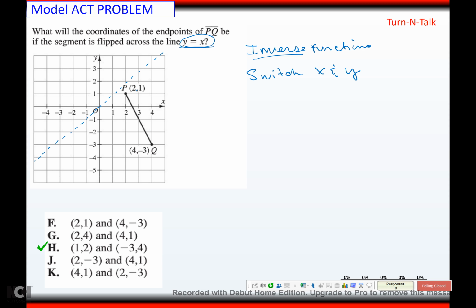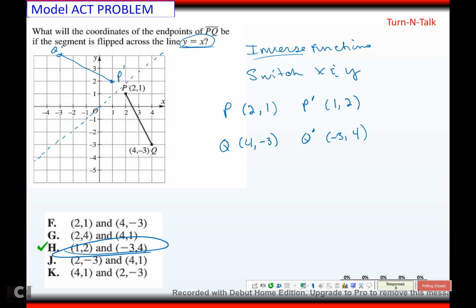So if I want to reflect this, instead of P being (2, 1), we say P prime, meaning I'm transforming it, would be (1, 2). And if Q is at (4, -3), then Q prime, meaning what I get when I transform it, would be at (-3, 4). And if I draw that, I get (1, 2) and (-3, 4), and it would be right there. There would be P prime, and there would be Q prime. And it's reflected over y equals x. Okay?